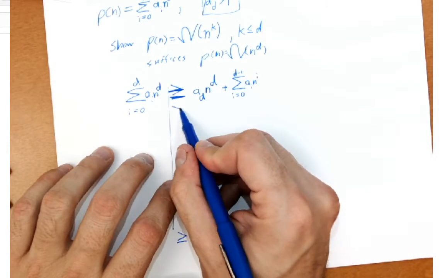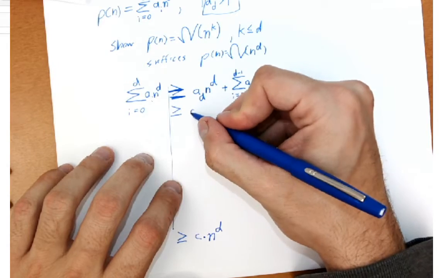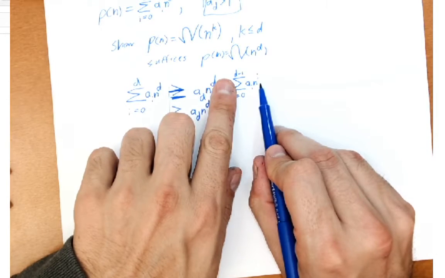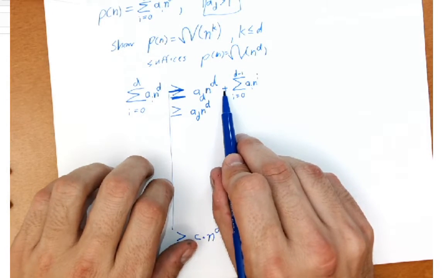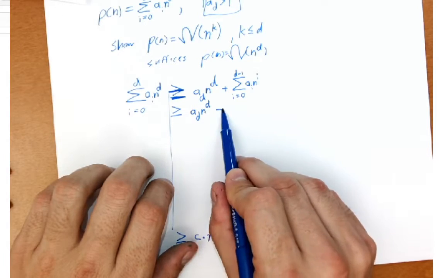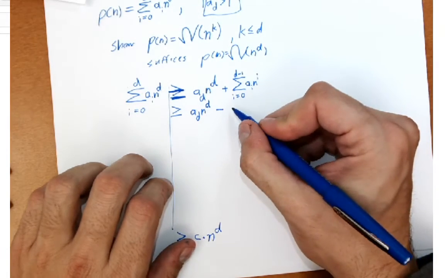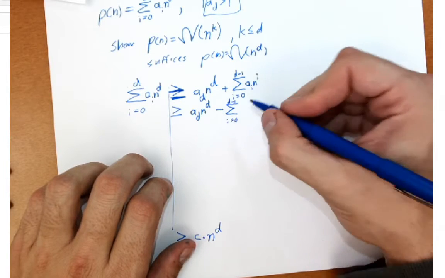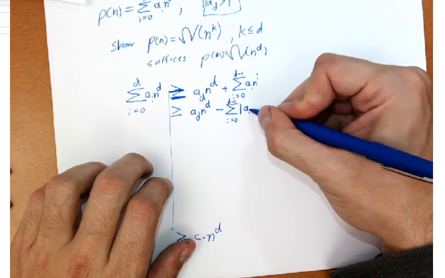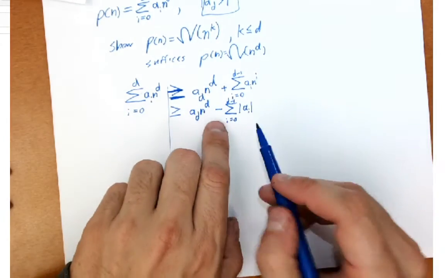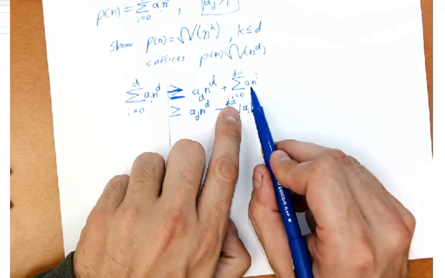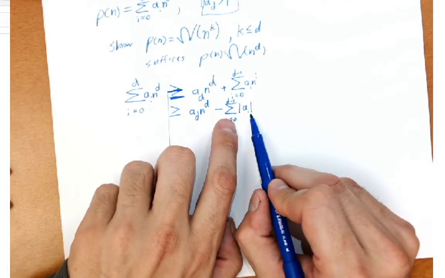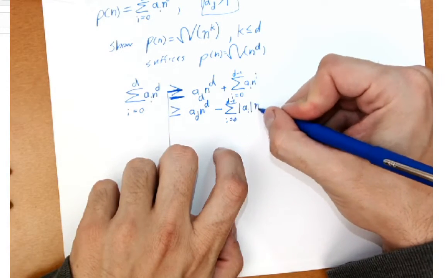So this is going to be greater than or equal to a sub d n to the dth power. Since we're going to make this smaller, what we really want to do is subtract the sum from i equals 0 to d minus 1 of the absolute value of a sub i. Remember, the absolute value of a sub i is always bigger than or equal to a sub i, and so by subtracting it, we make sure that this thing is always less than or equal. I could just write the n to the i.